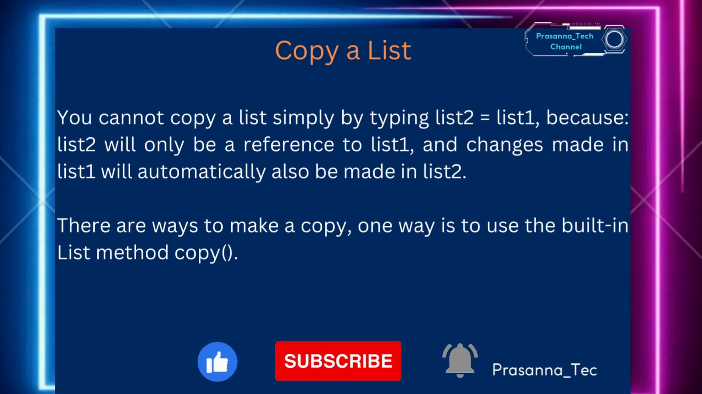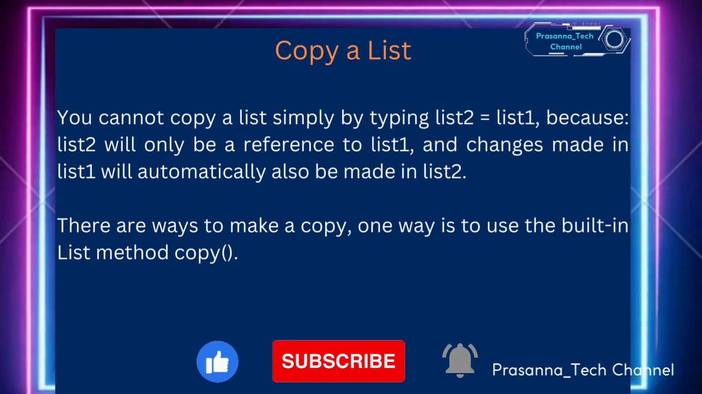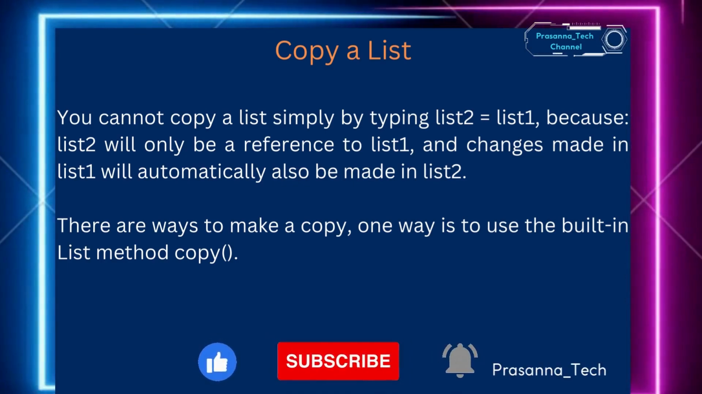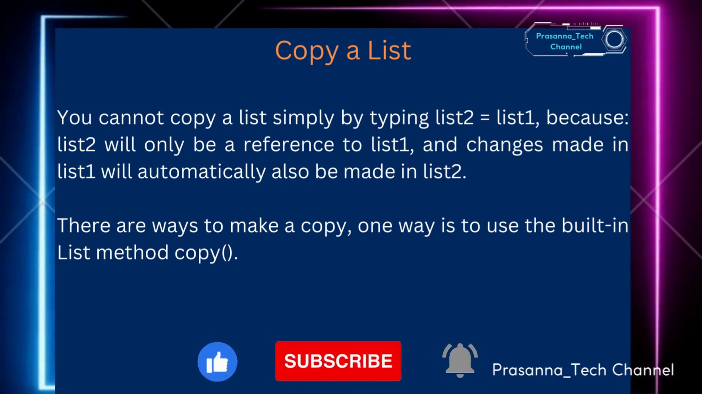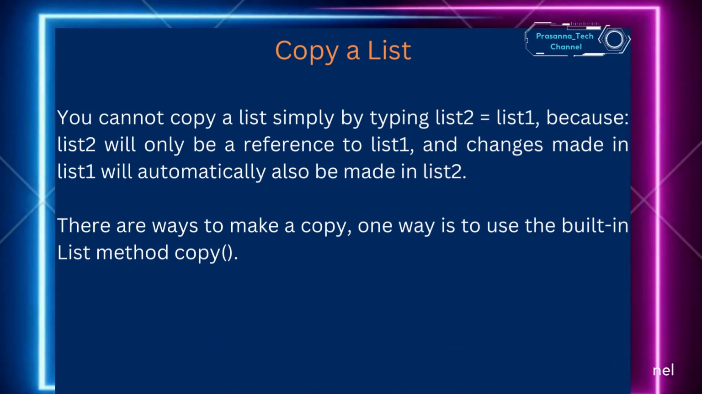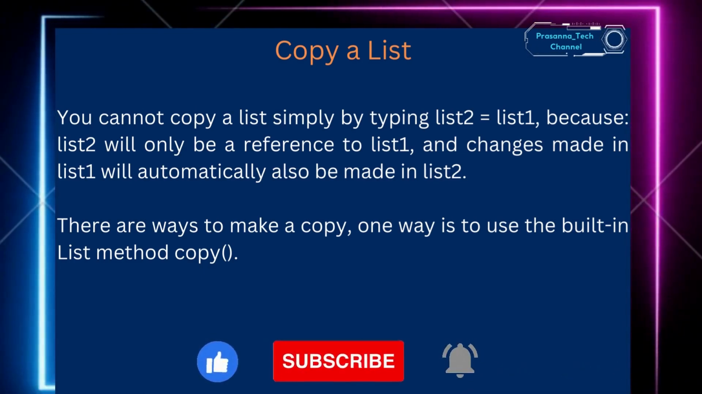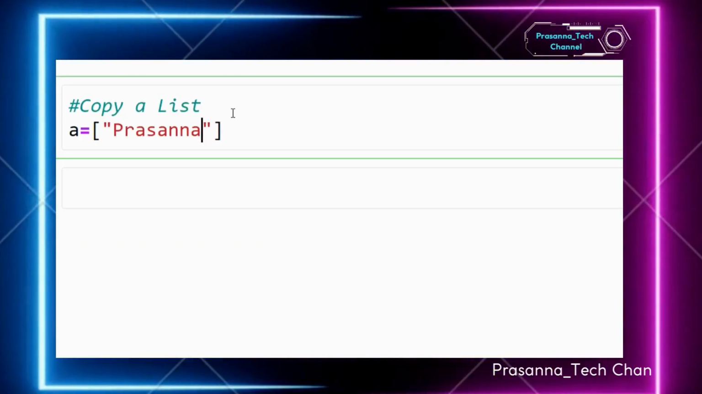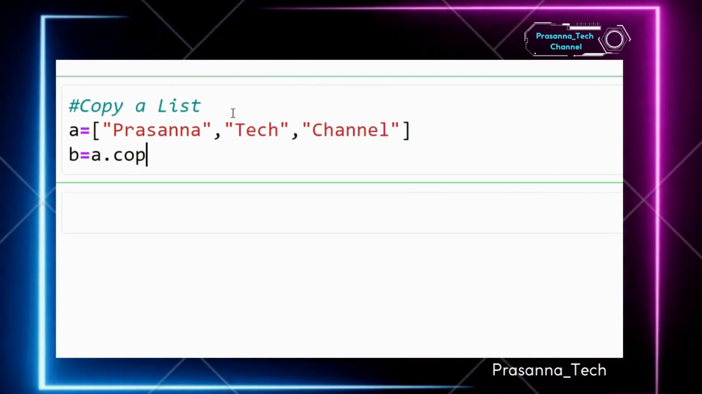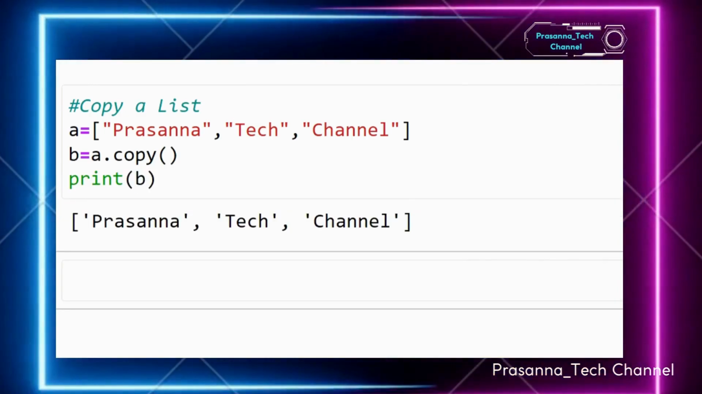Copy a list. You cannot copy a list simply by typing list2 = list1, because list2 will only be a reference to list1. And changes made in list1 will automatically also be made in list2. There are ways to make a copy. One way is to use the built-in list method copy. Now let's take an example. a = "Prasanna Tech Channel". b = a.copy(), print(b). And the result is Prasanna Tech Channel.